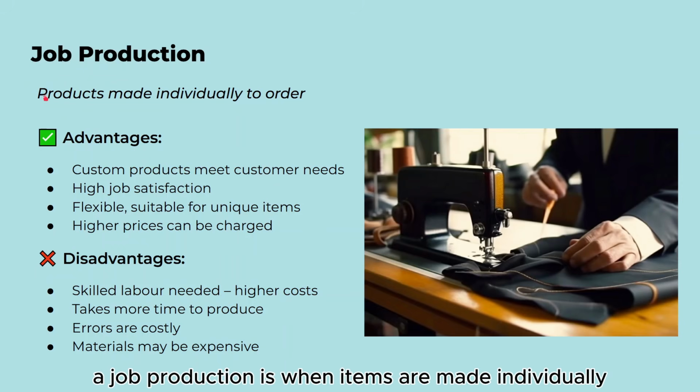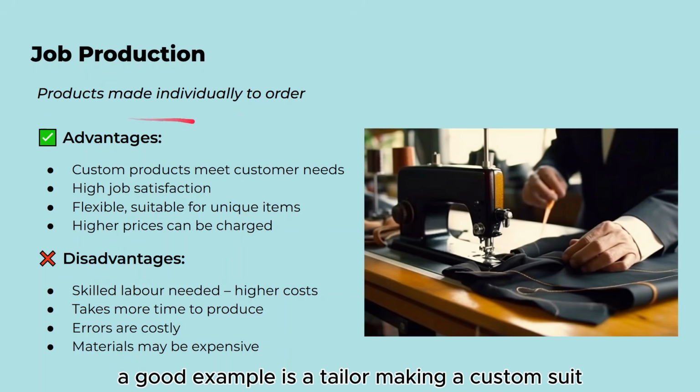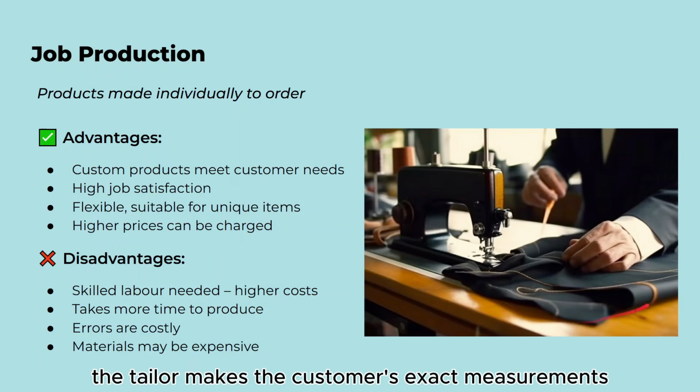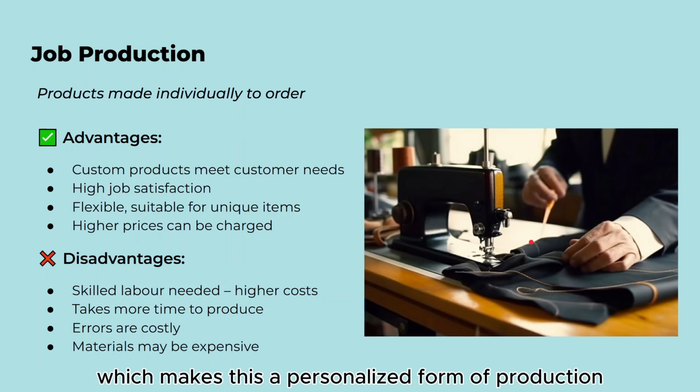Job production is when items are made individually to suit each customer's needs. A good example is a tailor making a custom suit. The tailor takes the customer's exact measurements, chooses the right fabric, and carefully creates a unique product. No two suits are exactly the same, which makes this a personalized form of production.